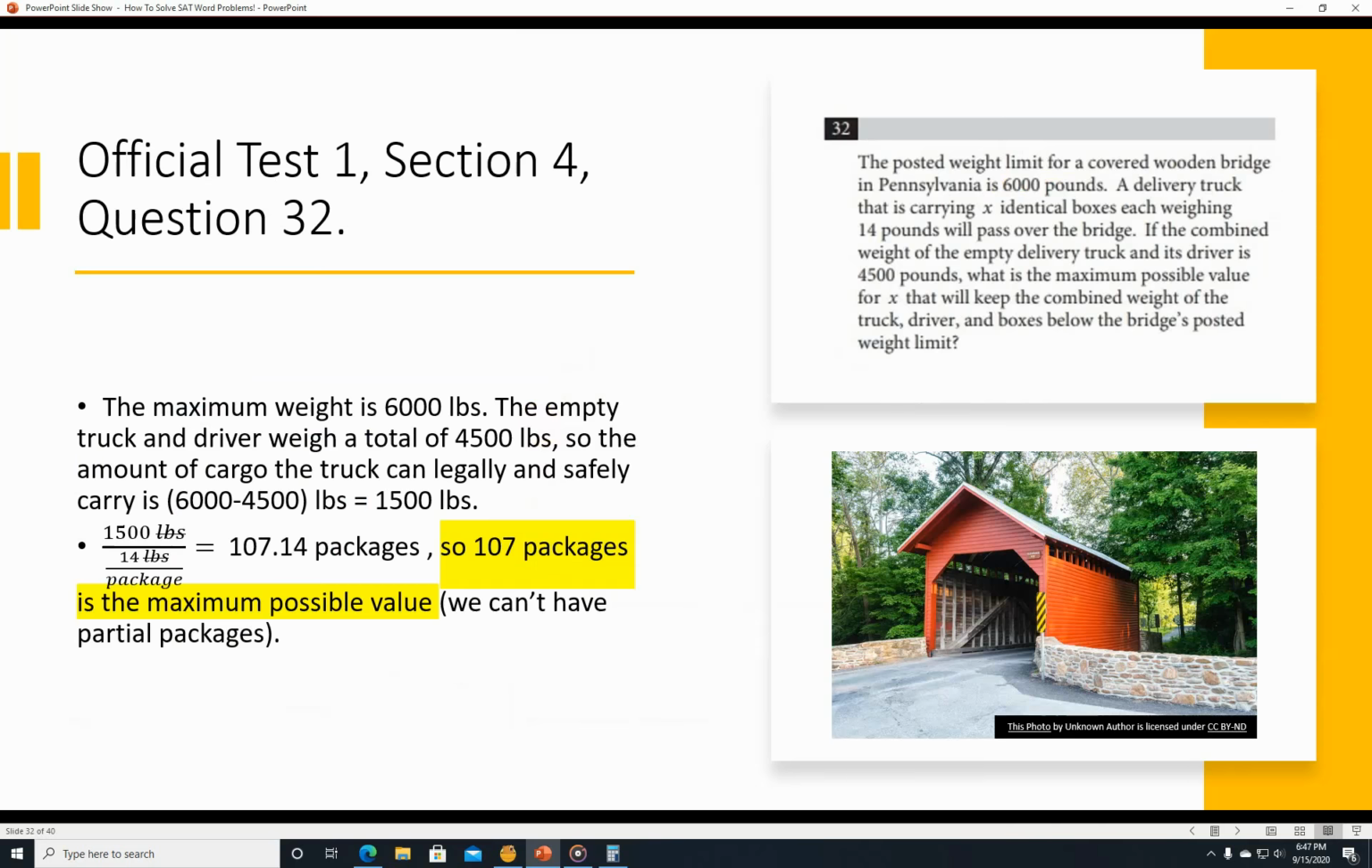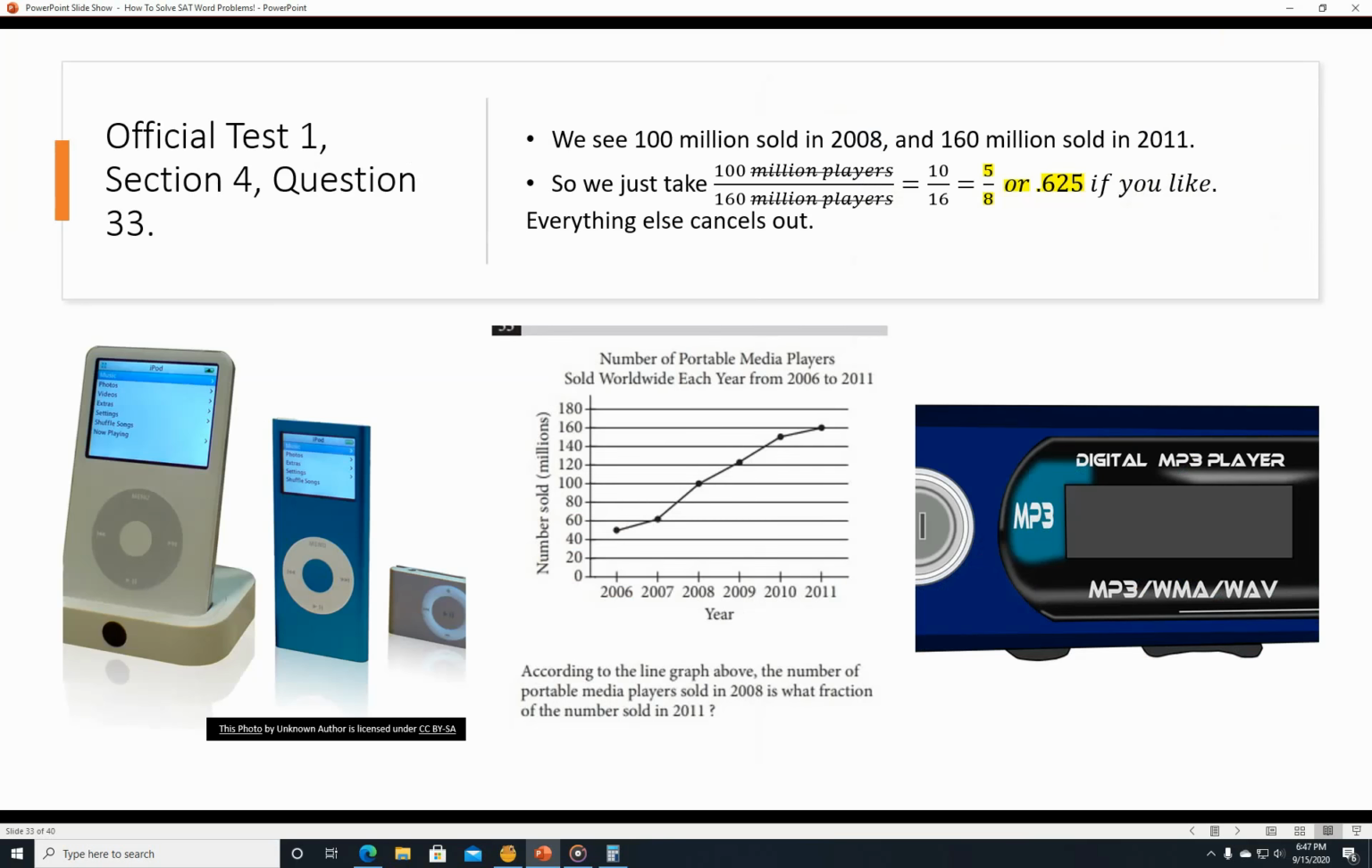Okay, so official test 1, section 4, question 33. We see the number of portable media players sold worldwide each year from 2006 to 2011. According to the line graph above, the number of portable media players sold in 2008 is what fraction of the number sold in 2011? So we see in 2006 it was roughly 50 million sold. 2011, just about exactly 160.